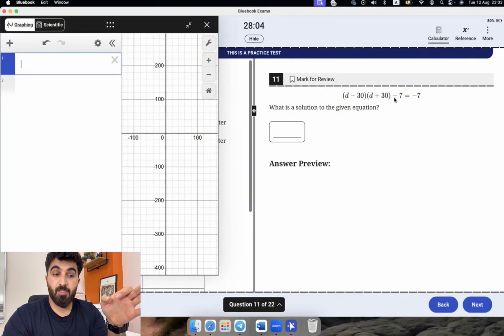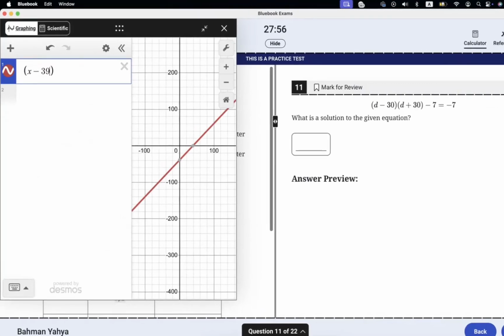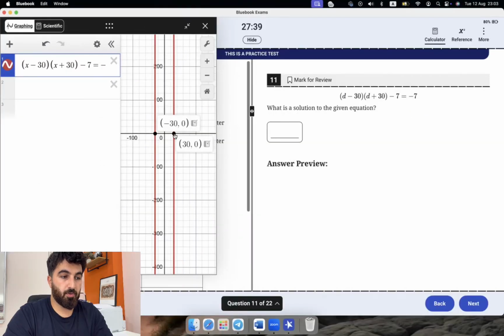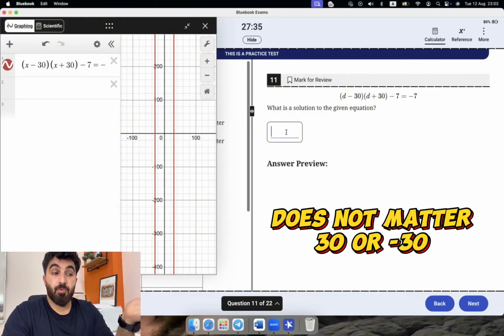And the 11th one, you are given the expression, what is the solution? If you type this one to the decimals, you will see the answer. Solution is negative 30 and positive 30. What is the solution to the given equation? Just pick one of them.